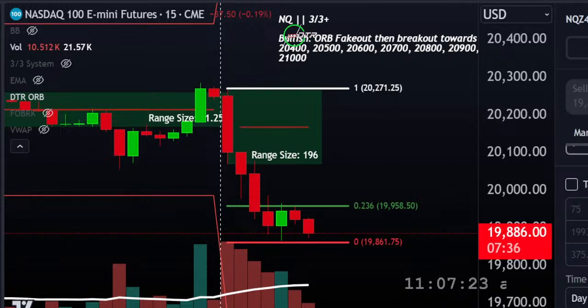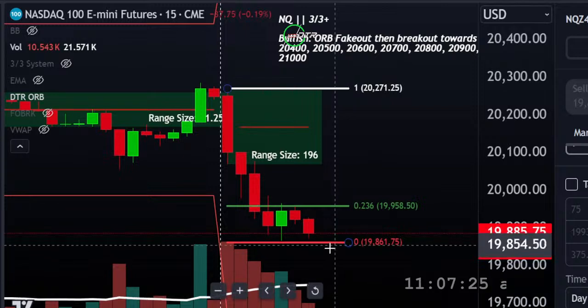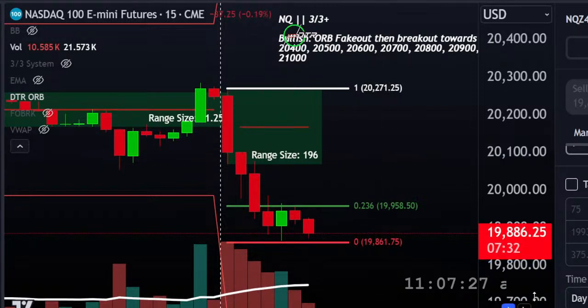My paranoia is the fake out lower first and then reverse. That's kind of the thesis we've seen here all morning, right? Little fake out and then breakdown in our direction. Or breakouts in our direction. So being cautious here.